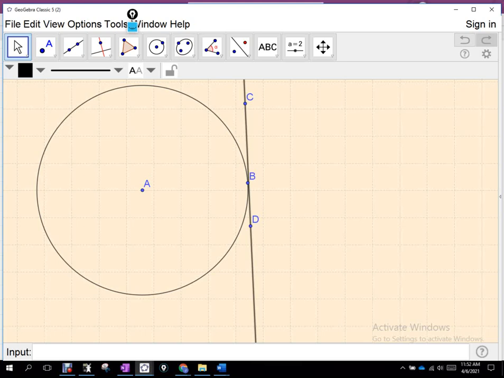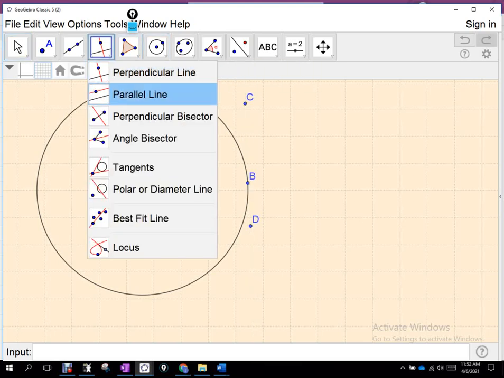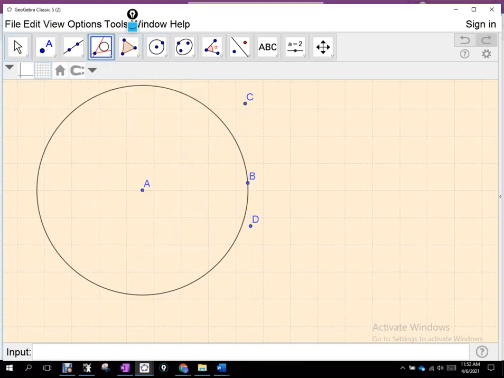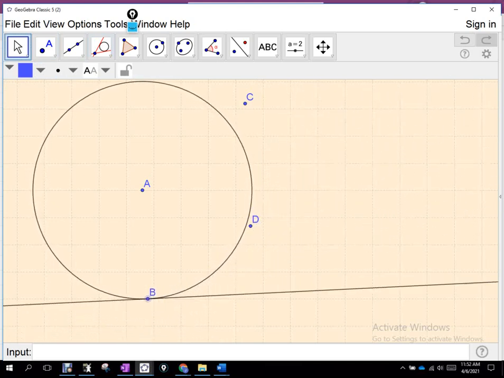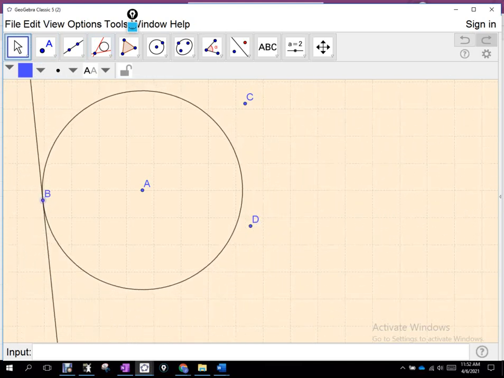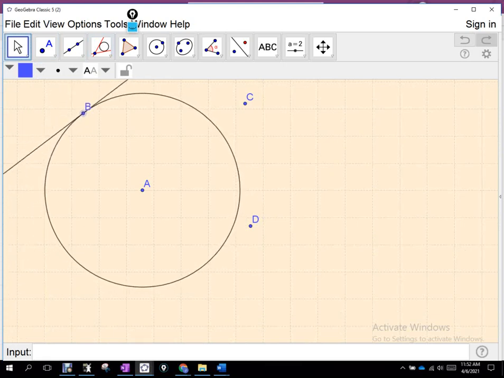Okay. Now, every circle has a bunch of tangent lines. So here are all the tangent lines that go through maybe B on this circle as I move B. But they only touch one time. Does that make sense, everybody?